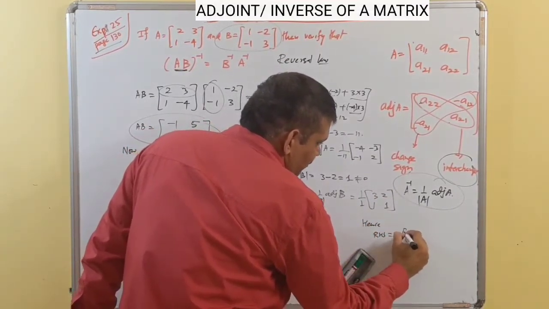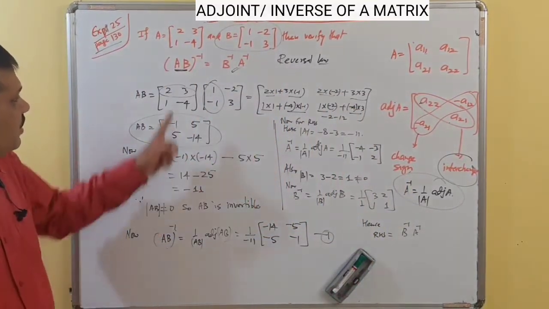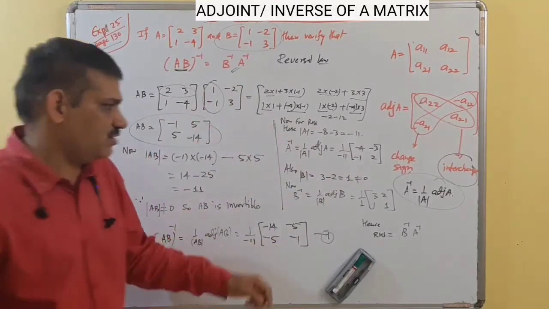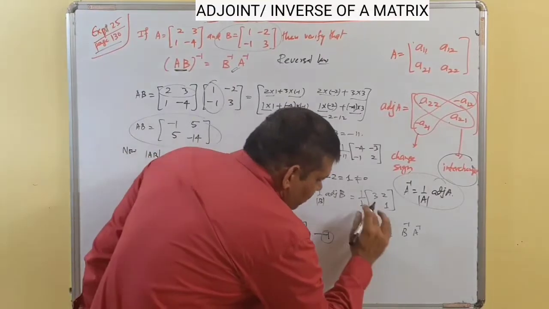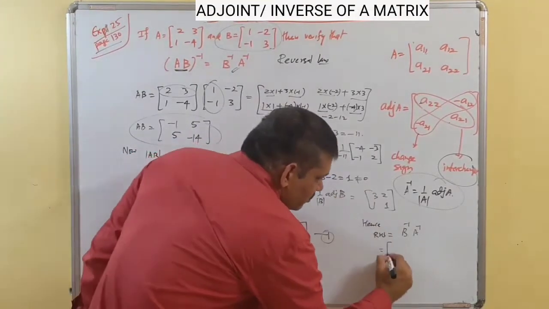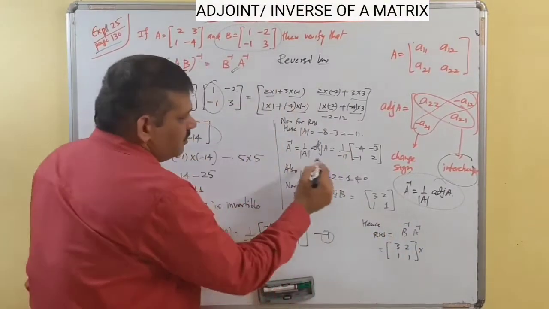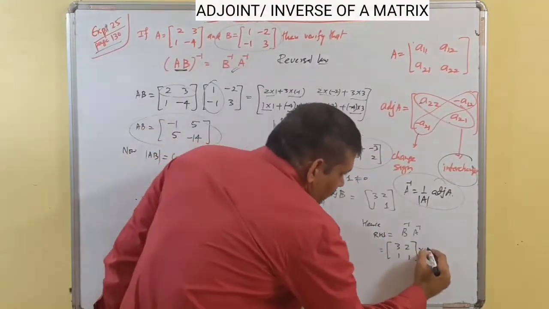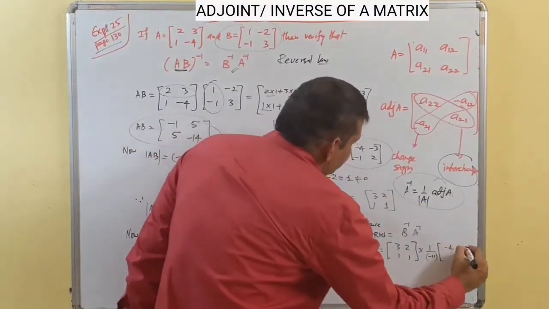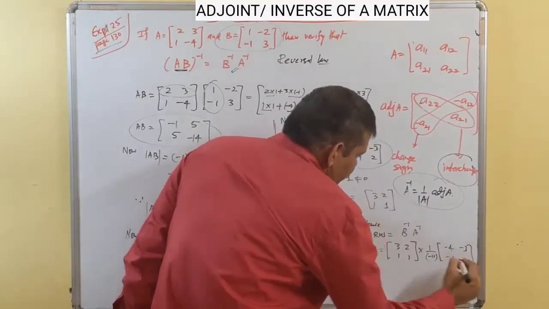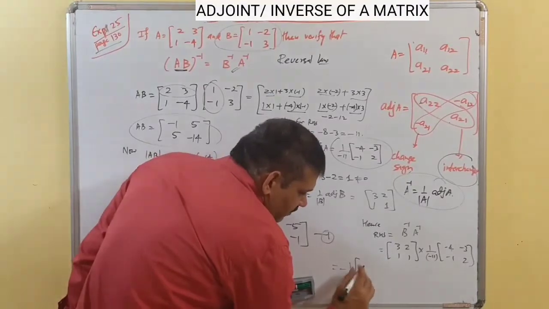Hence RHS is equal to B inverse into A inverse. We have to prove that AB inverse is equal to B inverse into A inverse. Now B inverse, A inverse. Where is B inverse? This is 1 upon 1, that is 1 only. So this is 3 2 1 1 into A inverse. A inverse is 1 upon minus 11 times minus 4 minus 3 minus 1 2. So this minus 1 upon 11 is here.